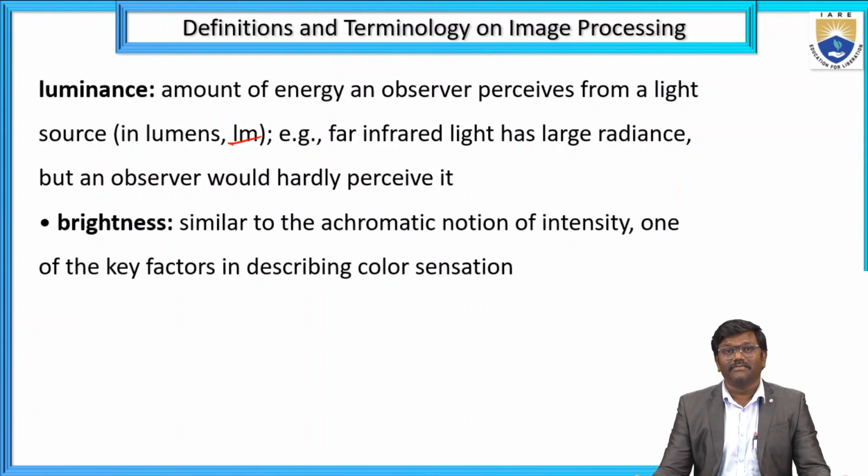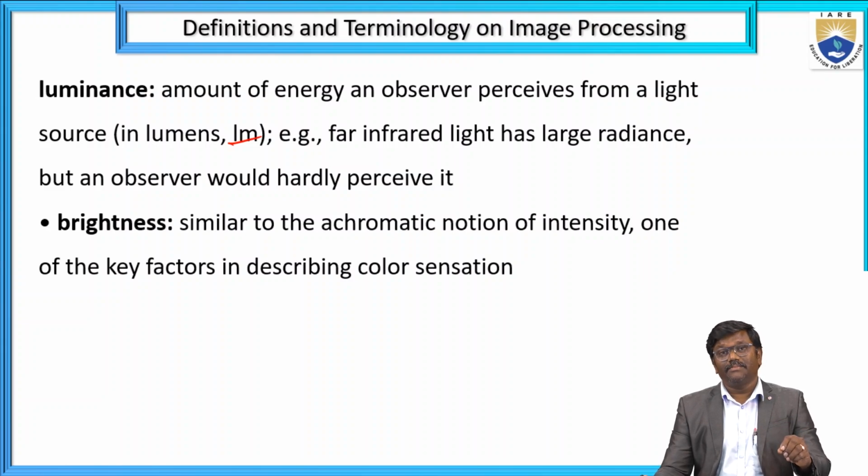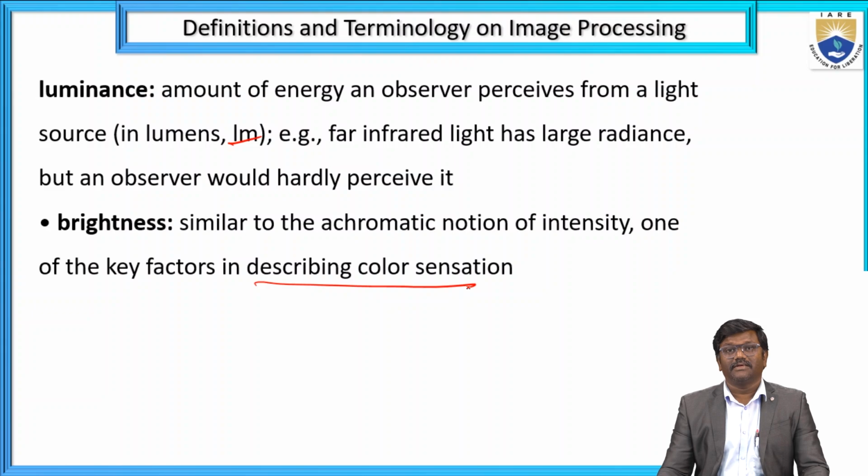What do we mean by brightness? Brightness, which we discussed in an earlier slide, is defined in terms of achromatic sources of information. That is, brightness is nothing but similar to the achromatic notion of intensity, one of the key factors in describing color sensation. That is, we describe color sensation based on the difference between illuminance and brightness.